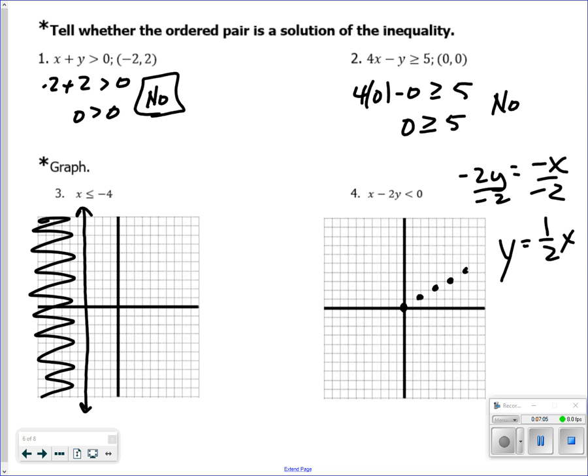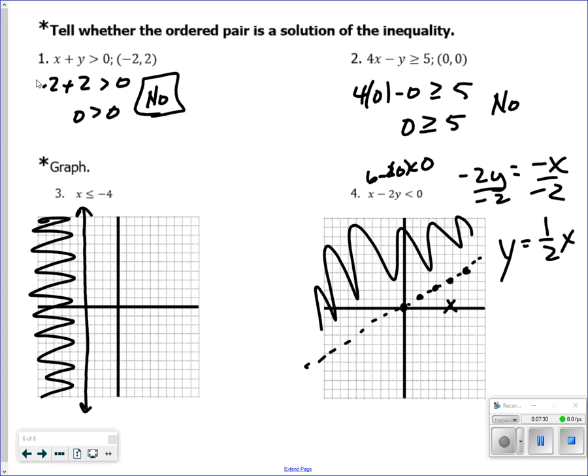And here's where things get a little bit confusing. It's dashed. But now where do I shade this? Again, pick any point you want that's not on the line. For instance, this is the point (6, 0). So if 6 for x and 0 for y is not true, then every point on that side of the line would not be true, and only the points on the other side of the line would be true.